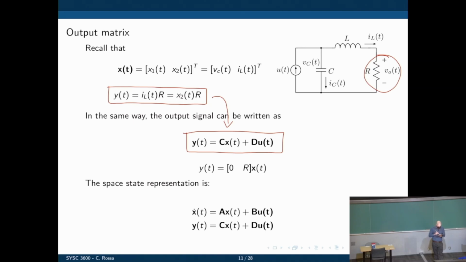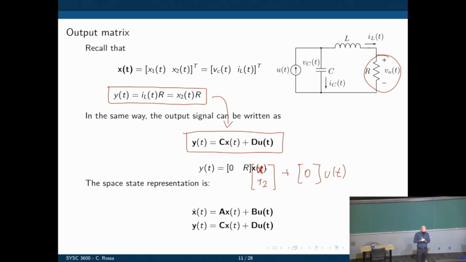And to do that, we can rewrite, remember that x here is x1, x2. The output only depends on x2. There's no x1, so that's where the 0 comes from. And x2 is multiplied by R. That's where the R is coming from. So that's the definition of the second one. And it does not depend on the input, so you can simply write plus 0 u of t. And that's it. Now we have everything we need.